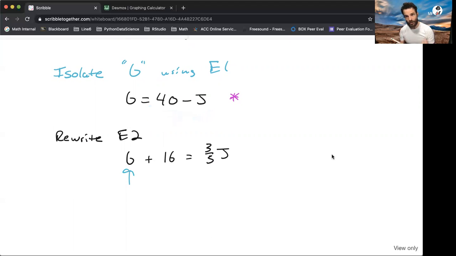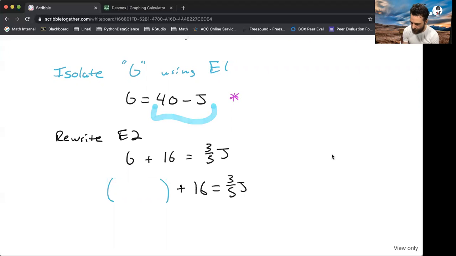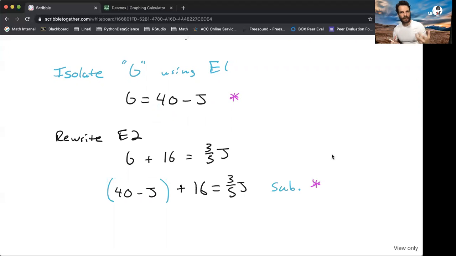When we do that, though, make sure to put a set of parentheses in place of the G. What does that look like? What we should do is be extra cautious and put parentheses here. Everything else will be the same. Plus 16 is equal to 3/5 J. And where that G once was, this G now becomes this set of parentheses, and the relation 40 minus J is going to go inside. This is the substitution step. So you're substituting in the starred relationship for the letter G.